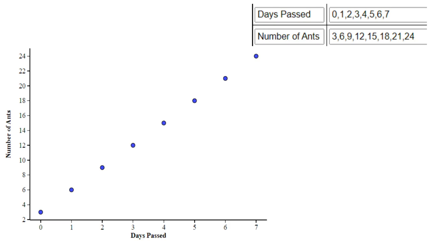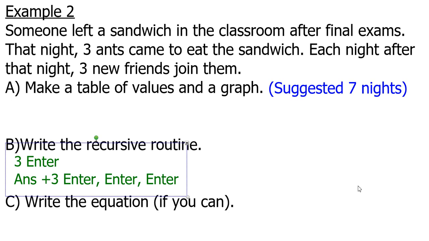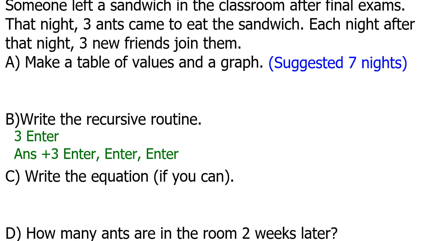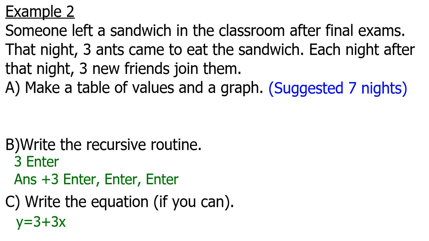So in terms of the recursive routine, remember when we left the sandwich that day, there were 3 and then 3 more after that. So we would have 3 and then our answer plus 3 over and over and over again. And I'm going to write the equation to represent that. That would be y equals 3x plus 3, or maybe you want to write 3 plus 3x, if you're sticking with our linear models that we had before, where the y-intercept was listed first versus second. And remember, for us, our explanatory is the x, and our response was the y.